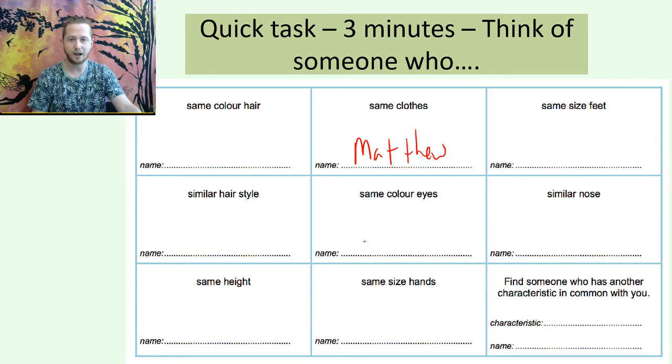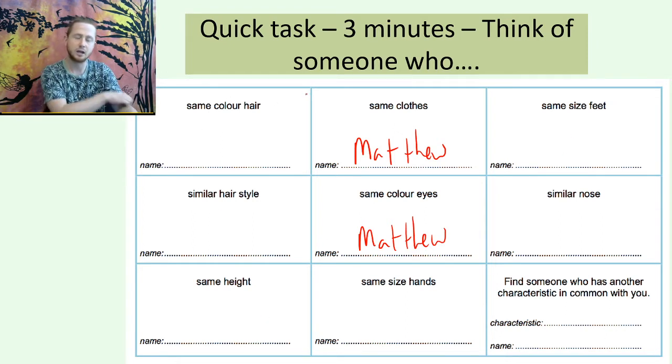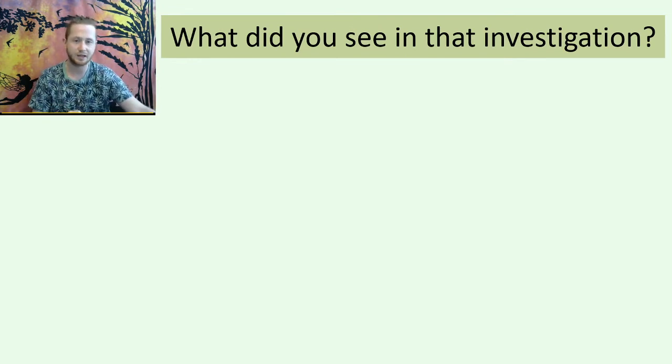He also actually has the same colour eyes. We both have beautiful blue eyes. But he doesn't have a similar nose to me. He has very different foot size and hand size and weight and hairstyle and colour hair. But interestingly, he's got this that's similar. Now, there are differences between us, and I'd like to look a little bit about those specific differences, those specific forms of variation today. So what did you see in that investigation?